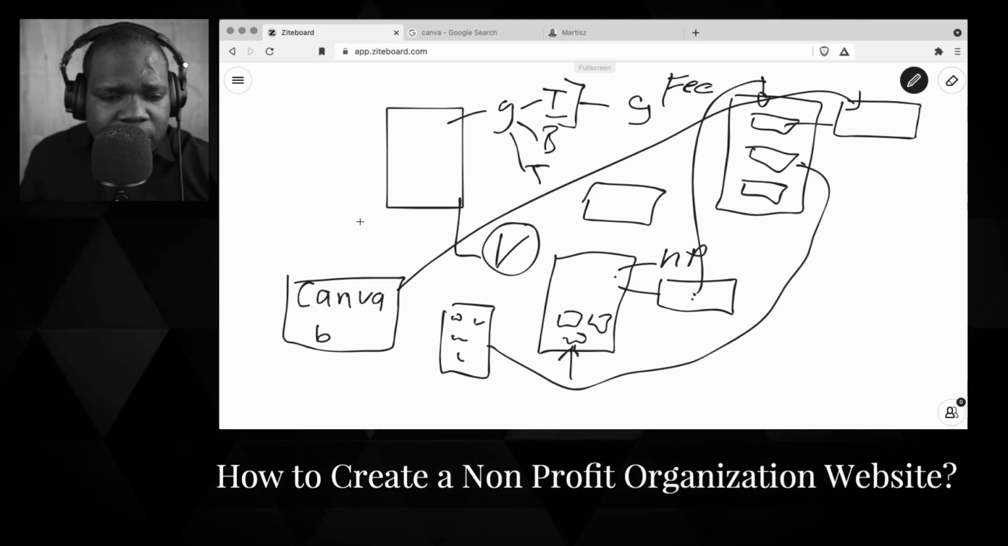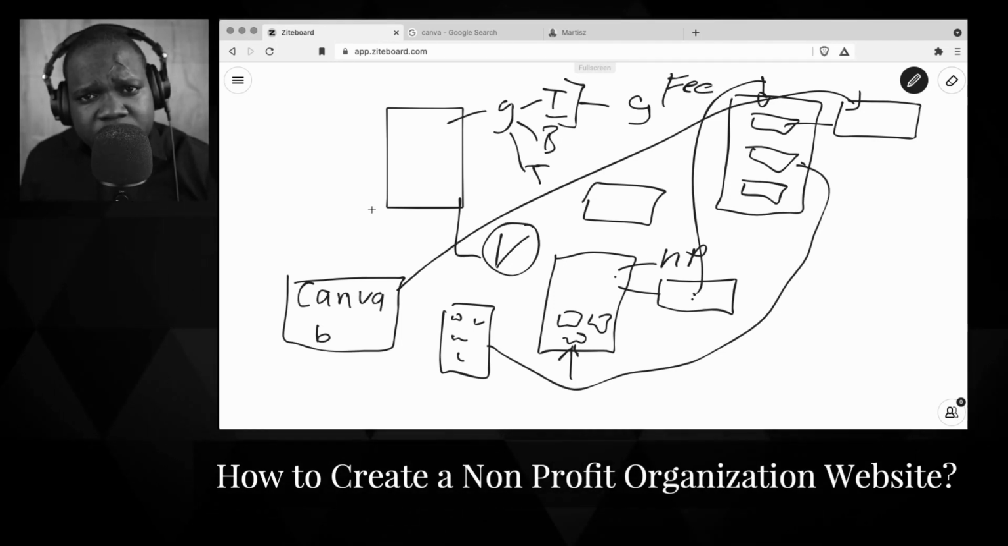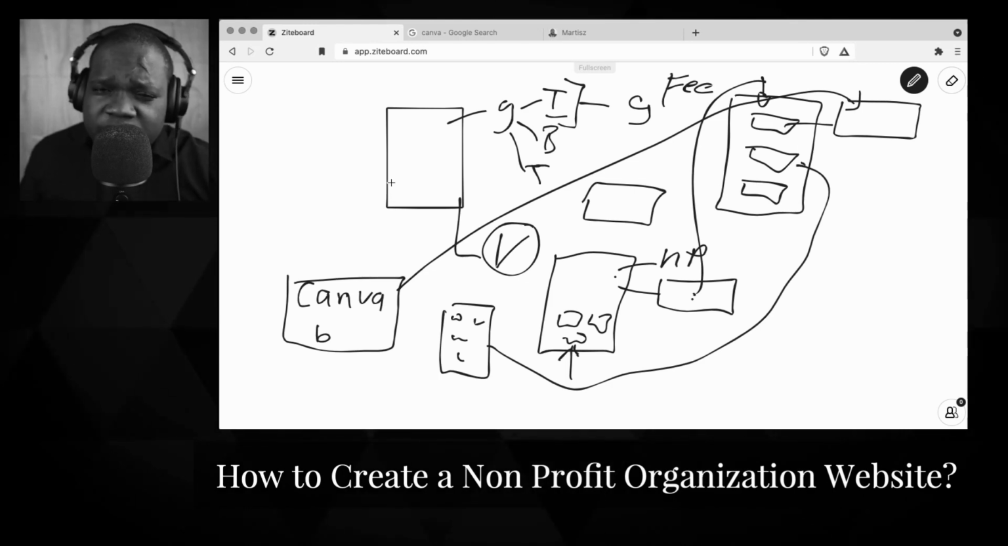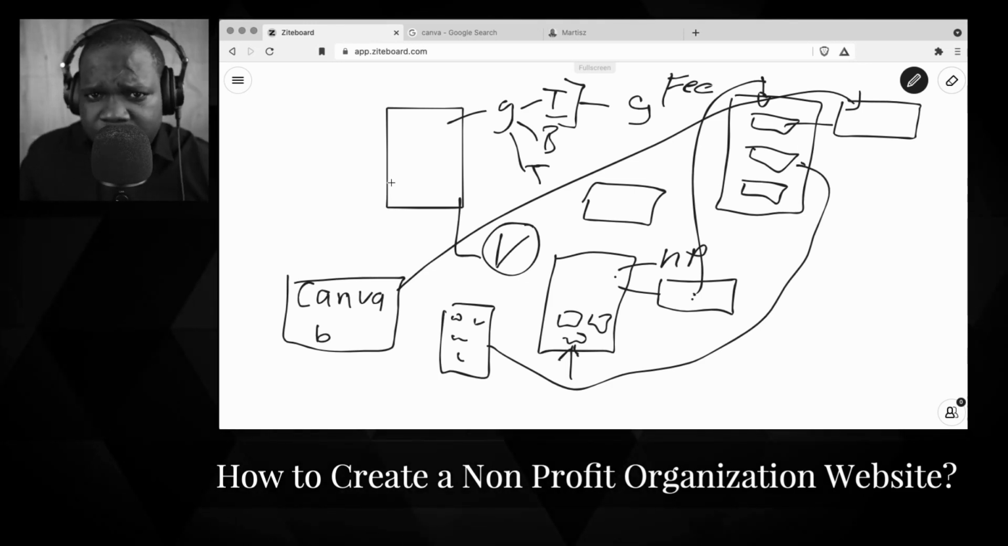If you have a non-profit organization, you need to make sure that your non-profit organization has a business model, because there are other things where you need to pay for.